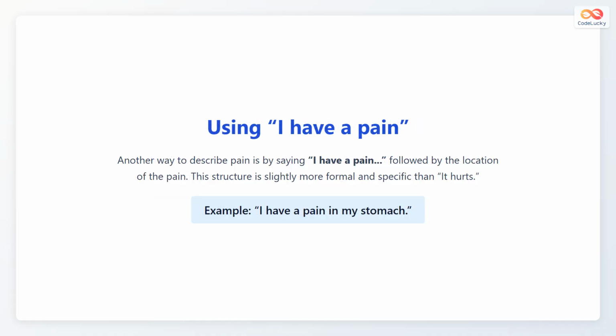Another natural way to talk about pain is by saying, "I have a pain." You usually follow it with the location of the pain. For example, "I have a pain in my stomach." This form sounds a little more formal and gives more information about where the pain is. It helps someone, like a doctor, understand you more clearly.